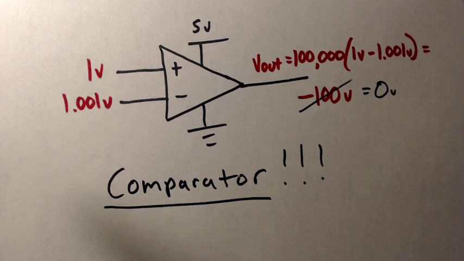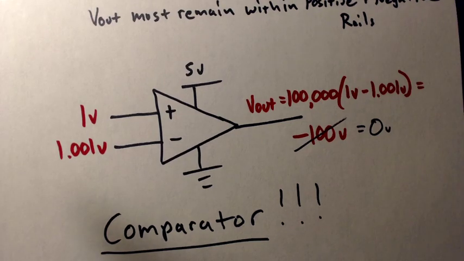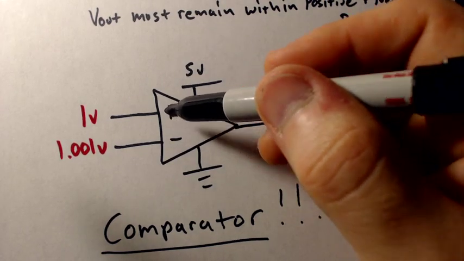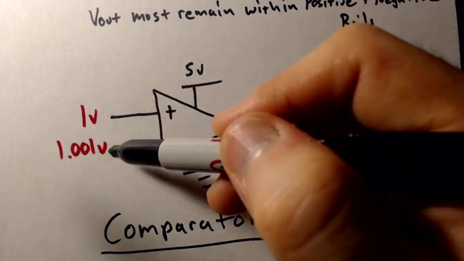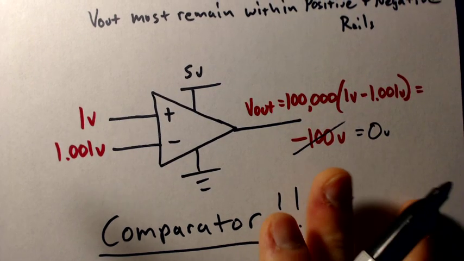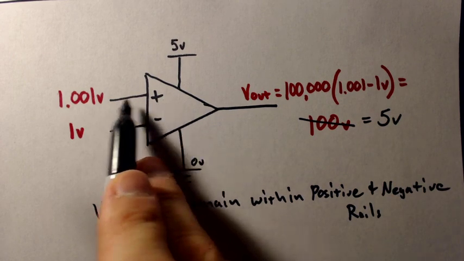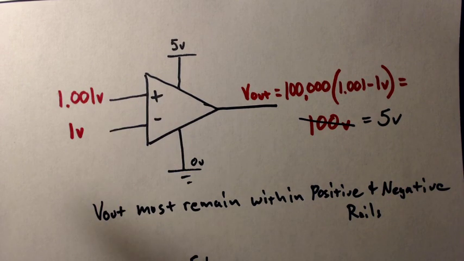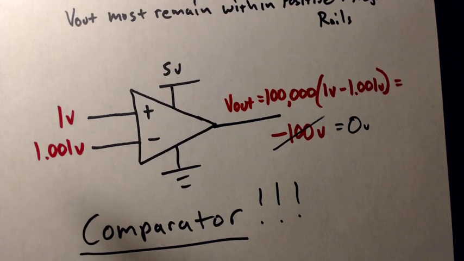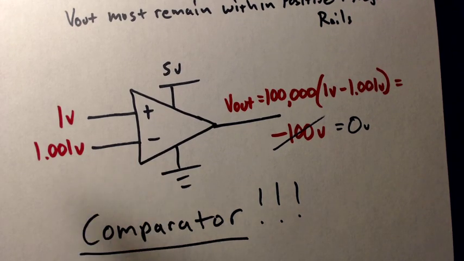We just made a comparator, okay? So this is comparing both of these voltages, and it'll tell us which one is larger. If we get 5 volts, it means our non-inverting input was larger. And if we get 0 volts on the output, it means our inverting input was larger. Okay?